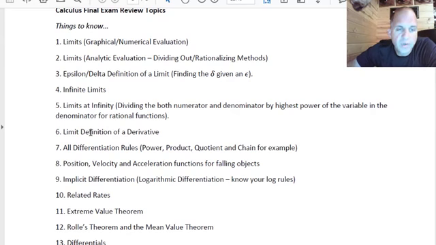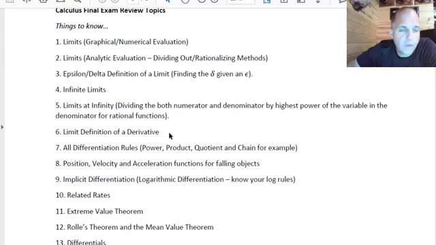Make sure you also know the limit definition of a derivative. So that's the limit as delta x goes to 0 of f of x plus delta x minus f of x all divided by delta x. Make sure that you can evaluate that. There's very likely to be a question where you have to find the derivative using the limit definition on the final exam. So make sure you can do that.